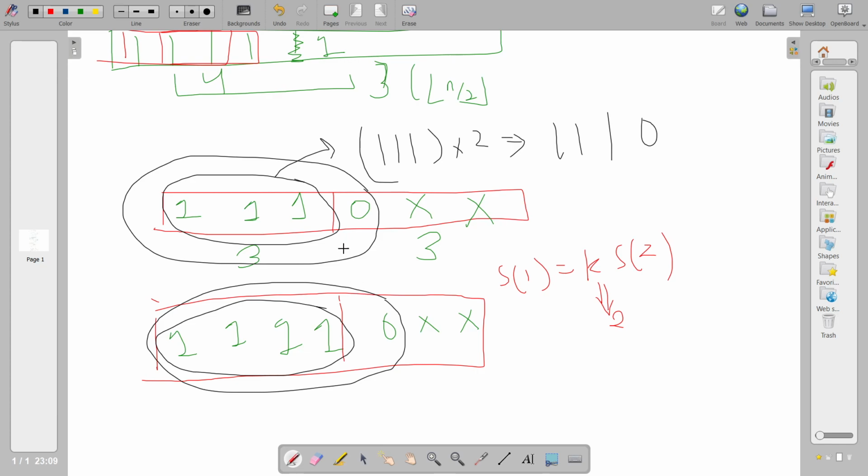So in the third case, if you get a 0 here, then pick this as your second string and pick this as your first string. So I think all the cases are covered now. No other cases left. And that's all for this video.